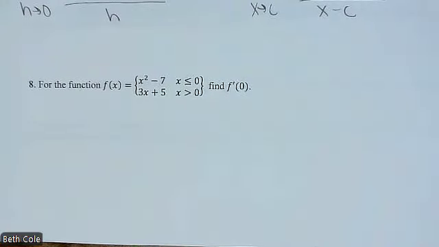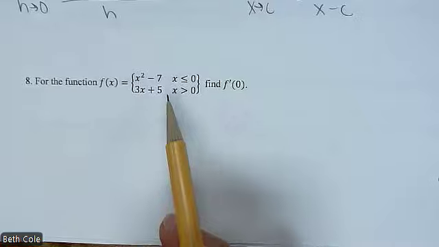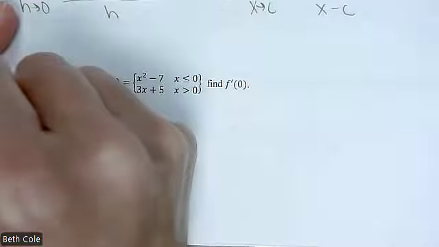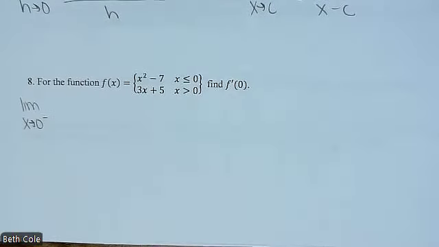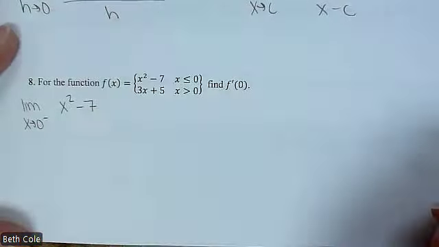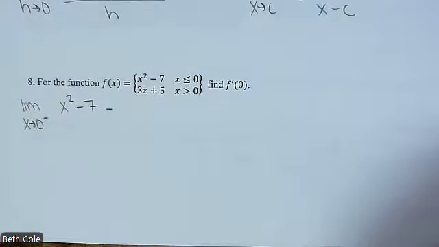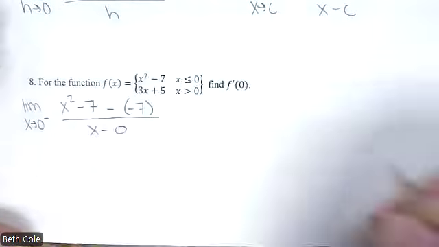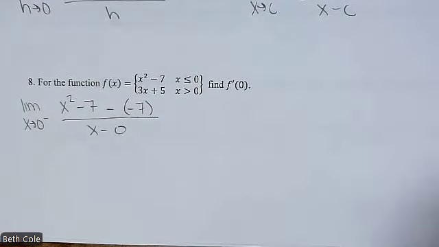All right. Find f prime of 0. We're going to have to do limits from the left and the right here because it is a piecewise function. So we're going to do limit. Did you do limits from left and right? Great. Limit x goes to 0 from the left. Which piece of the function do we use if we're going from the left? Yeah, the top one. X squared minus 7. That's the function. Minus whatever you get when you plug in 0. So what do you get if you plug in 0? Yeah, -7 over x minus 0, or just x.